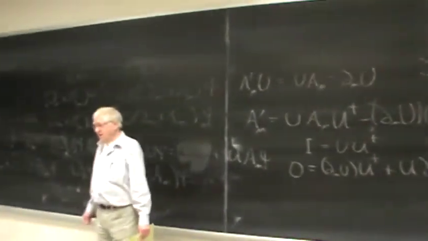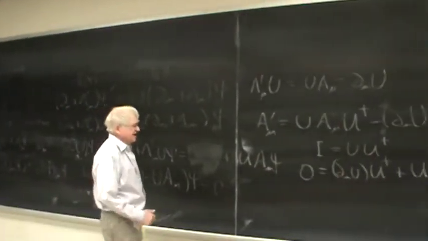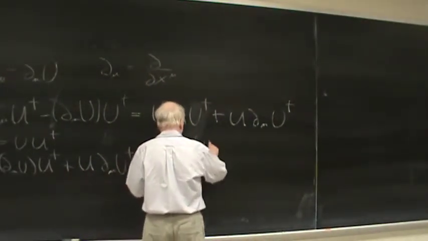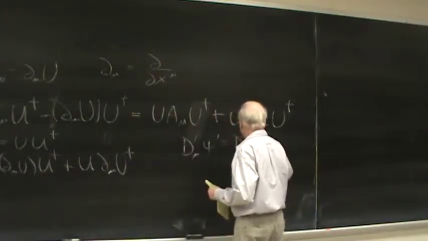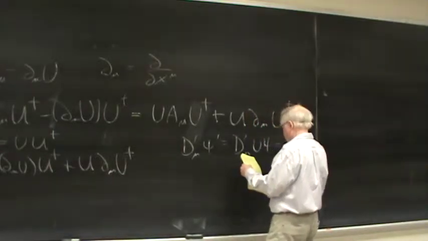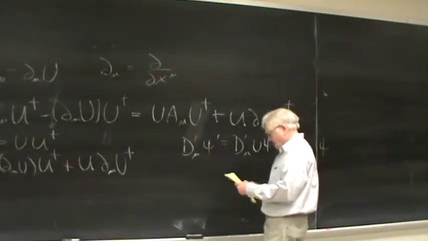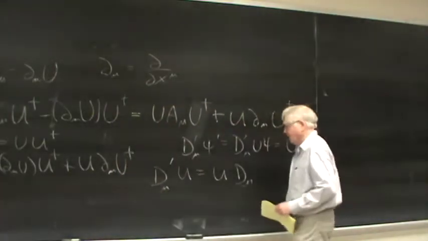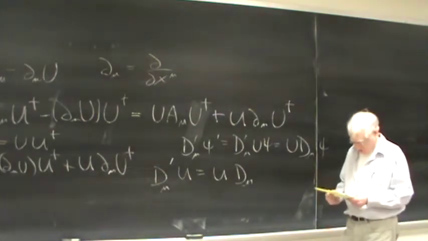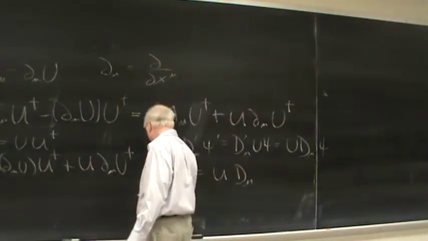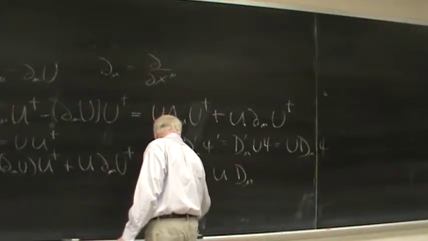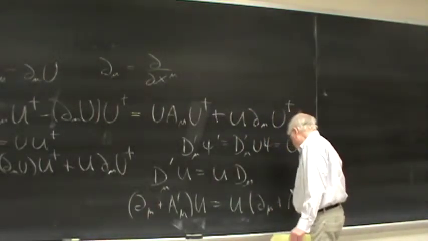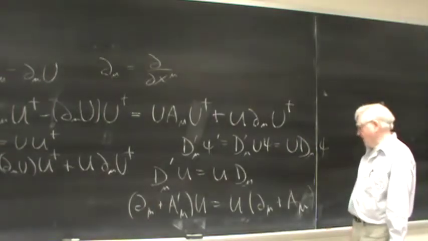Okay, now let's look at this covariant derivative again and think about how it's transforming. The basic idea was D prime mu psi prime is D prime mu U psi, and we want that to be U D mu psi. So in effect, D mu prime U is U D mu. There's this funny sort of relationship here. If we write this out explicitly, what we have is D mu plus A prime mu, times U, is U times D mu plus A mu.